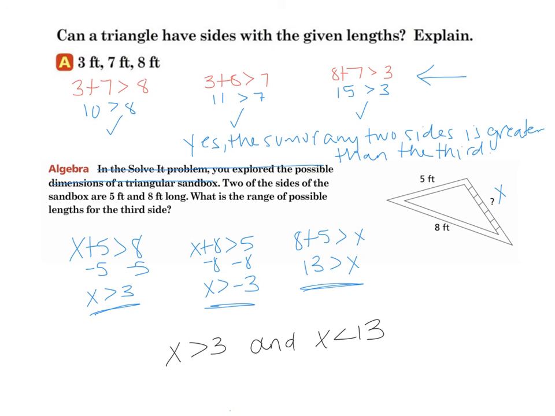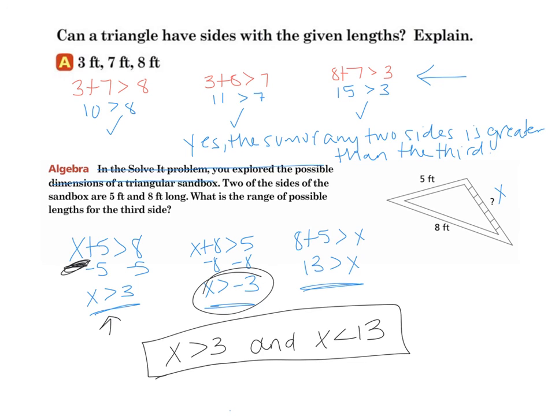Now notice that I didn't use this part. Reason being that if x was, say, 2, and I plugged in 2 right here into this one, 2 plus 5 is 7. 7's not greater than 8. So it wouldn't satisfy this one. So 2 and 1 would not be possible. Obviously, negative numbers cannot work either because you cannot have a negative length of a triangle. So in this case, that would be our answer.